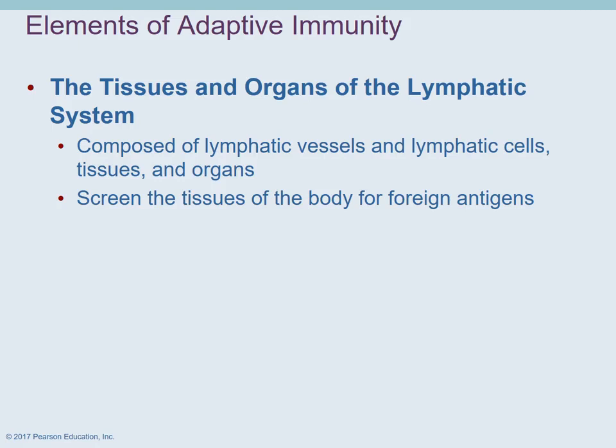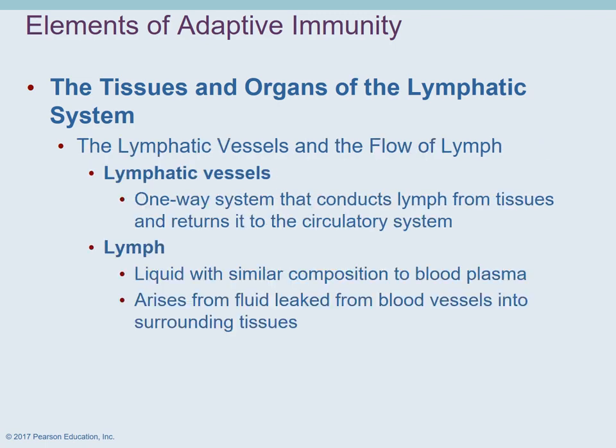Now, along with the immune system, it works with the lymphatic system. So just a quick review. The lymphatic system is composed of the lymph vessels, some of the tissues and organs. The purpose is to be always searching for any type of foreign substance in the body. The lymphatic vessels do move the fluid, which is lymph. It's similar to the blood plasma.